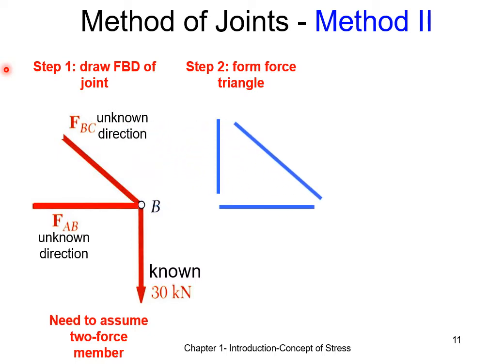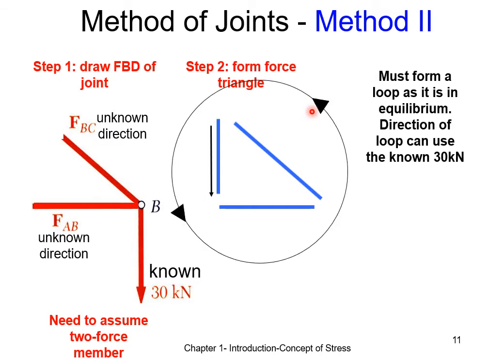In the triangle, only the direction of the external force, 30 kilonewtons, is known, so we put it in. Because the system is in equilibrium, the forces must cancel, and hence we draw a circle. The direction of rotation of the circle is determined by the direction of the external force, or the known force of 30 kilonewtons. As such, it will rotate in the anti-clockwise direction. This rotation will also determine the direction of the forces along BC as well as AB.